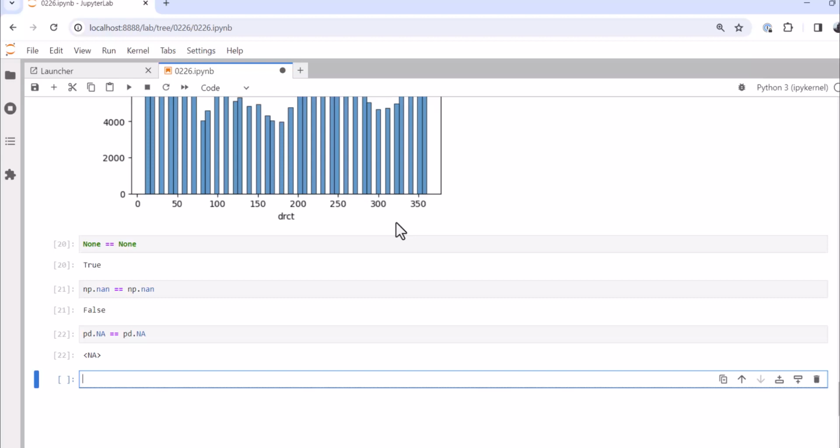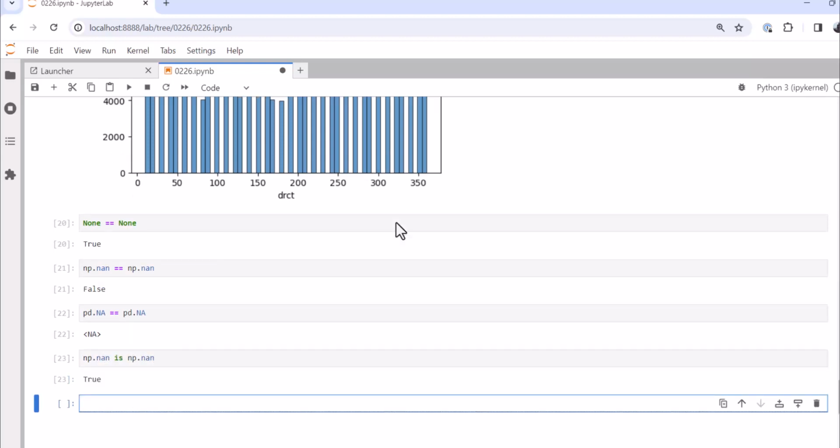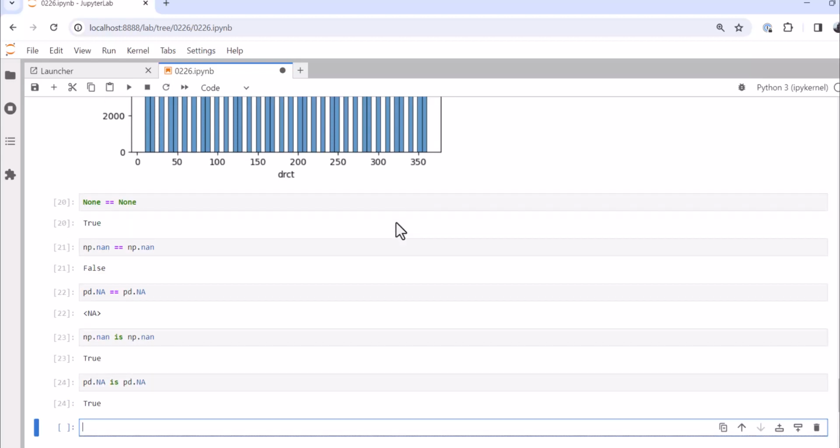We can check if something is a NaN or is an NA, though, by using is. So np.nan is np.nan. That evaluates to True. pd.NA is pd.NA. That also evaluates to True. So if you have a variable called a, you could say a is np.nan or a is pd.NA.